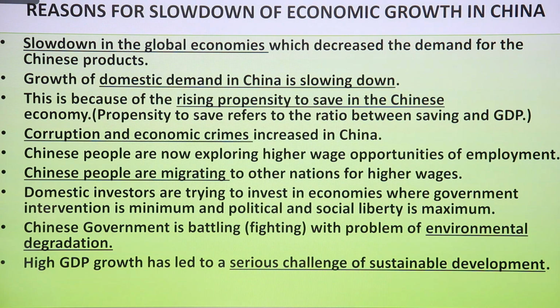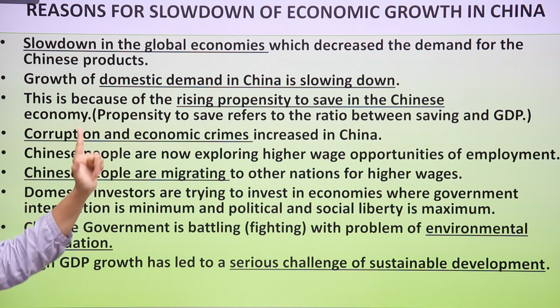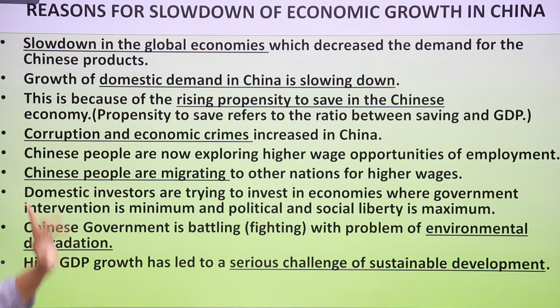Slowdown in the global economies decreases the demand for Chinese products. See, recession happened in the whole world, and recessionary tendencies in other nations, like other developed nations, led to a decrease in demand for Chinese products. And now, when they are not demanding Chinese products, how can China produce materials for them? Because demand in those countries has reduced. They do not want to purchase Chinese goods, and that is the reason its GDP is declining now.